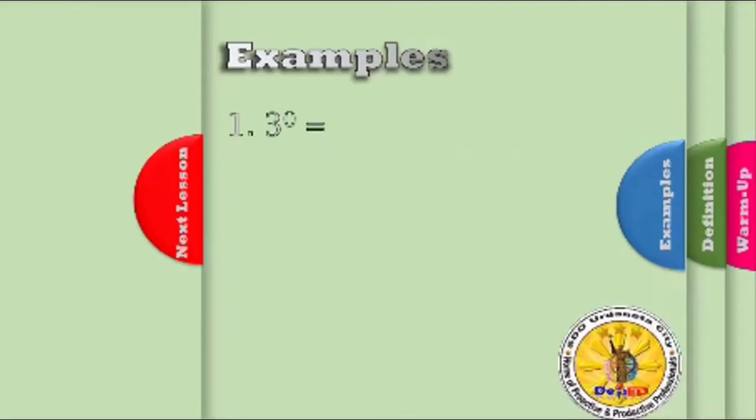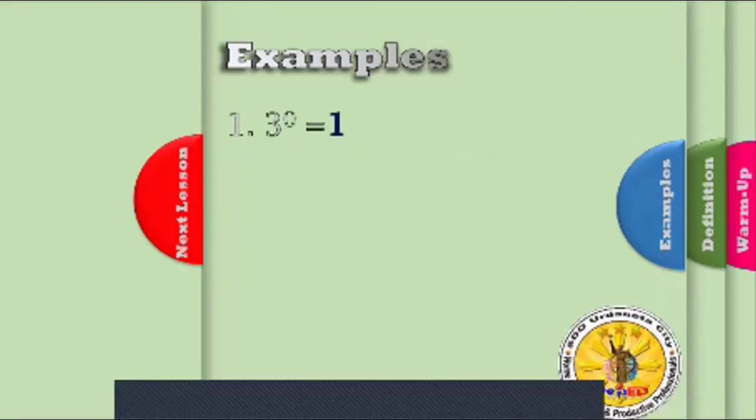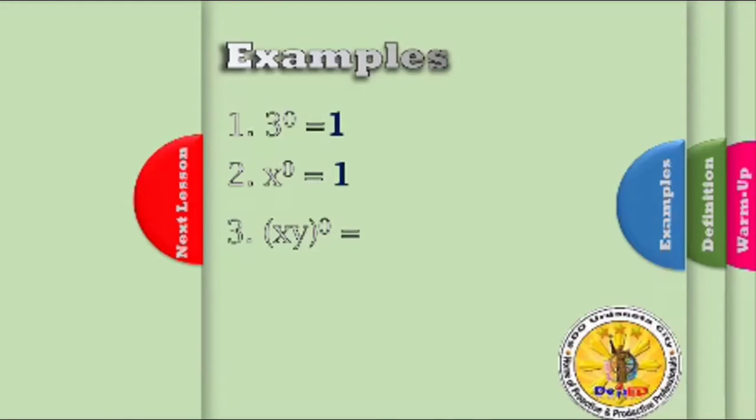What is 3 raised to 0? 1. Good. Number 2. What is x raised to 0? 1. Correct. Number 3. The quantity of xy raised to 0. If your answer is 1, then you are correct. 4. 3x raised to 0.